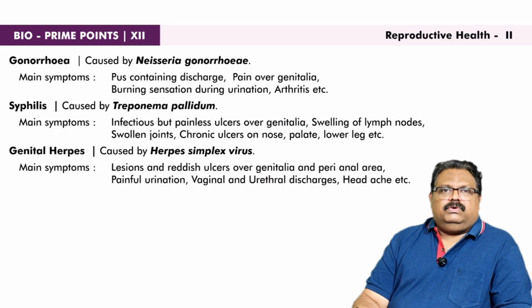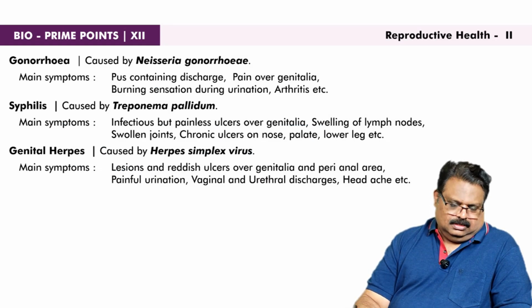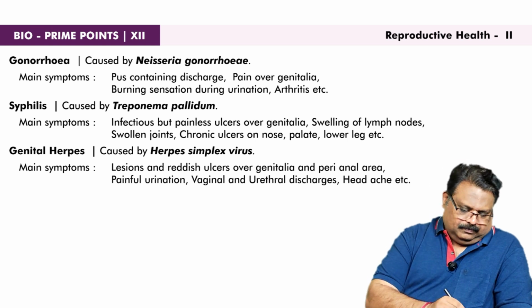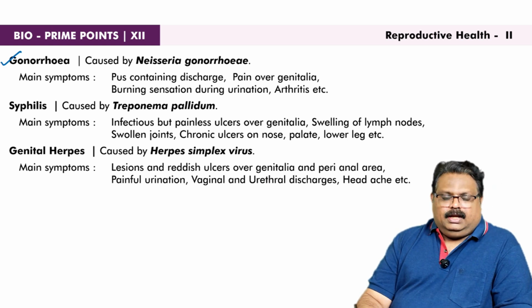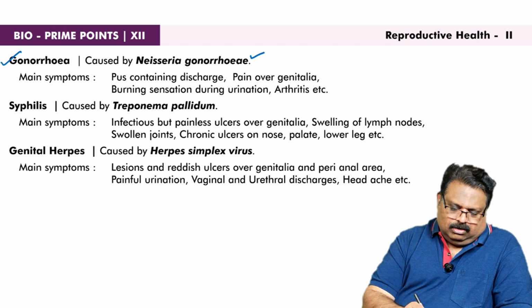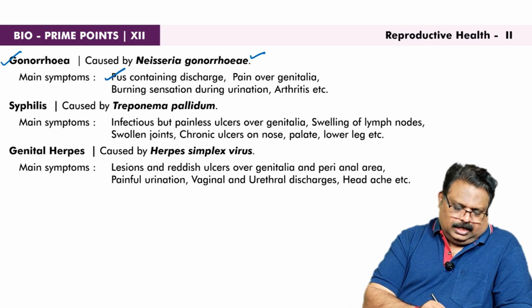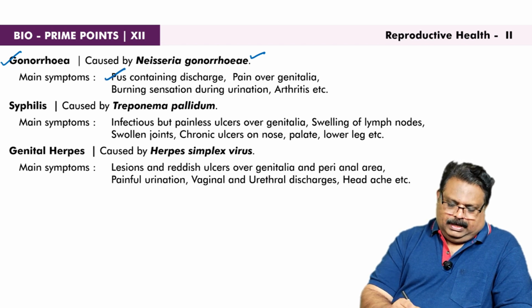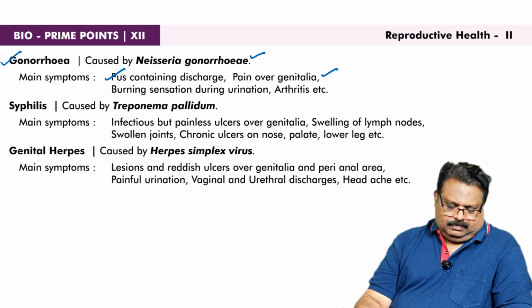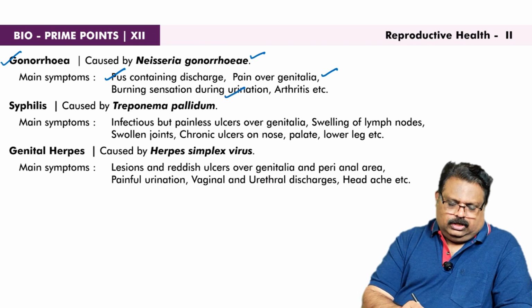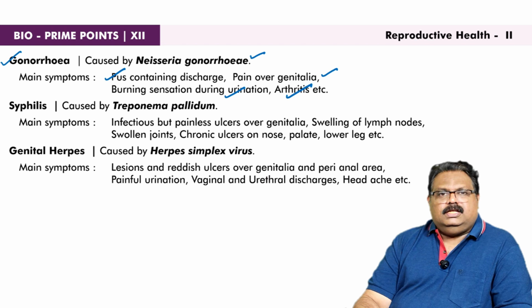Okay. Now we are going to study some of the important sexually transmitted diseases. First one, gonorrhea. Gonorrhea is caused by a bacterium called Neisseria gonorrhoeae. It's a bacterium. The main symptoms of gonorrhea include pus-containing discharge, pain over genitalia, burning sensation during urination, and arthritis. Arthritis means joint pain.